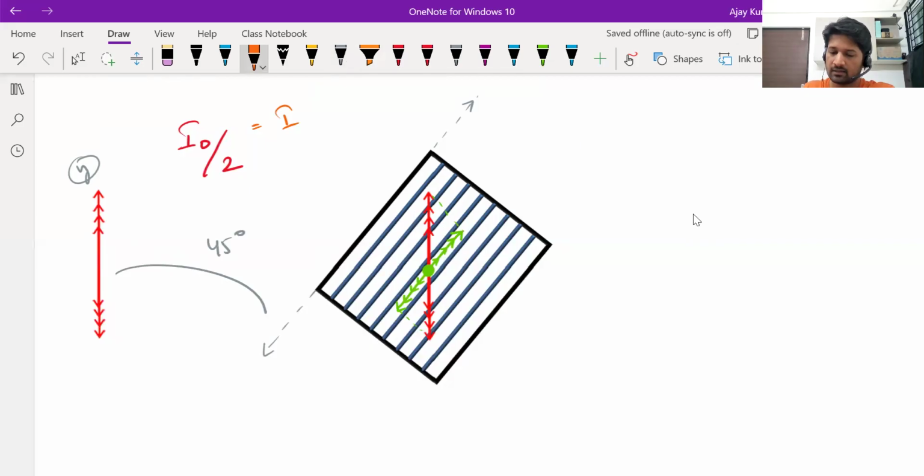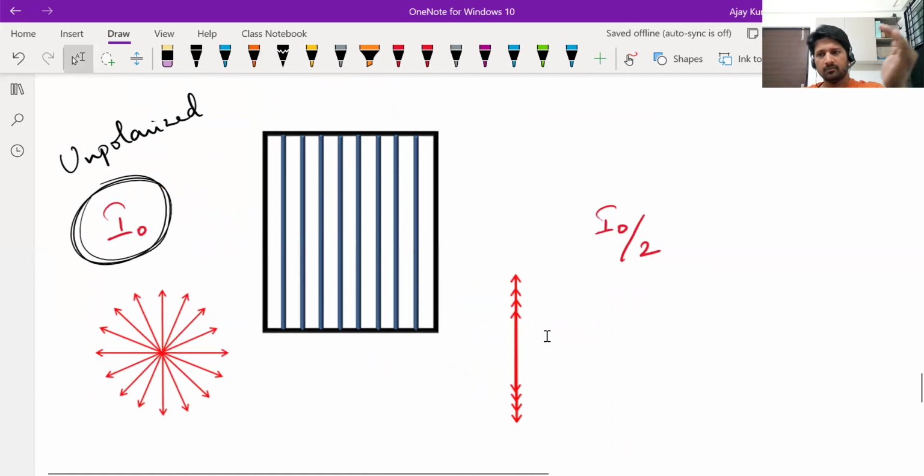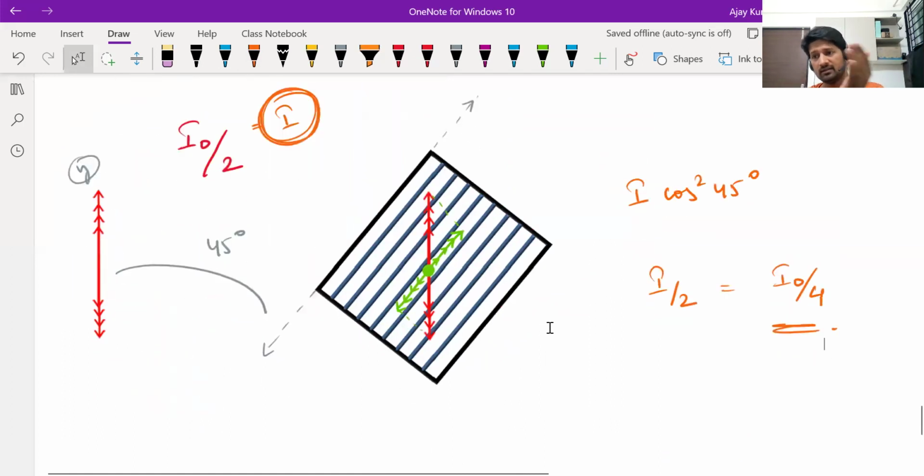So basically what is happening? Already polarized light of intensity I is being passed through another polaroid whose pass axis makes 45 degrees with the electric field of this light. Then what should happen to intensity? Malus's law. It should become I cos square 45 degrees. Cos 45 is 1 by root 2, cos square is 1 by 2. So the intensity that comes out will be I by 2. And I is already I naught by 2. So the effective intensity that emerges is I naught by 4. The first polaroid makes the intensity half. The second polaroid is further decreasing it by half. So the final intensity of light that emerges out of the two polaroids is I naught by 4. Is this clear? Yes, sir.